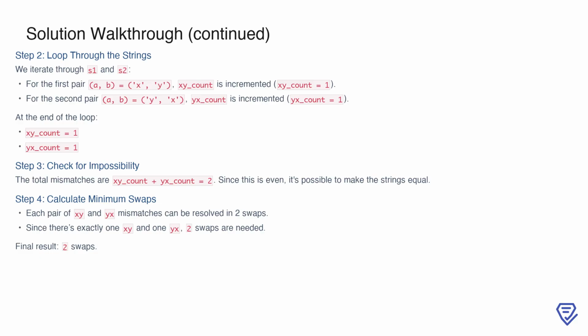The second pair is Y in S1 and X in S2, which is a YX mismatch, so YX_count becomes 1. At the end of the loop, we have one mismatch of each type, XY_count equals 1 and YX_count equals 1. The total mismatches, XY_count plus YX_count, is 2, which is even, so it's possible to resolve these mismatches. To calculate the swaps, we note that a single XY mismatch and a single YX mismatch can be resolved together in exactly 2 swaps. Since there's only one mismatch of each type, the total number of swaps needed is 2.